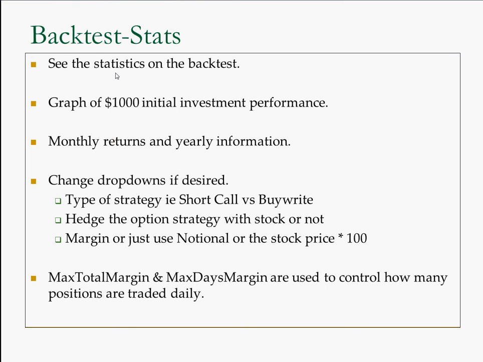So what we're looking at here in the backtest stats is the statistics that we just went over. The graph of a $1,000 initial investment. We'll look at some monthly returns. We did change the short call hedge to a buy right, where the hedge was already chosen. The margin, we generally use a notional, which is just stock price times 100, as most people would have in an account. And then I'll get into the max total margin and max days margin in a more detailed video.